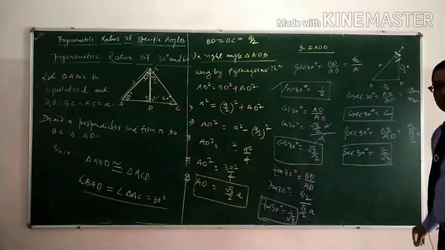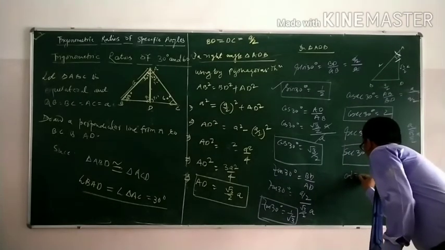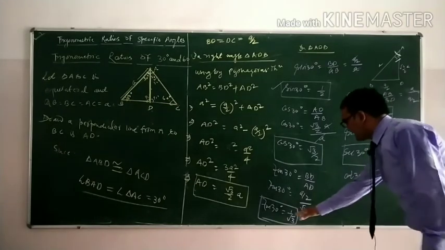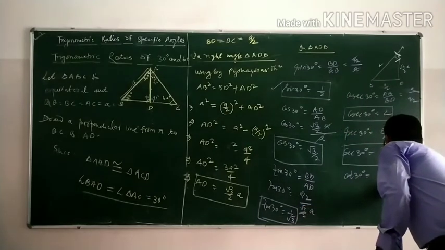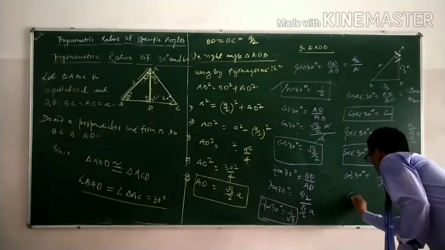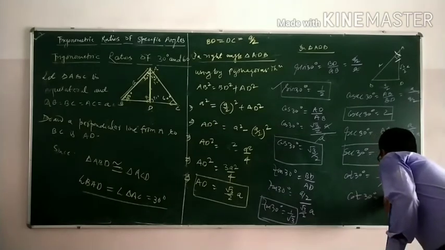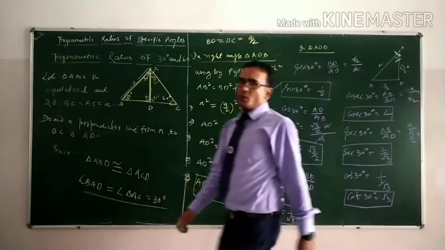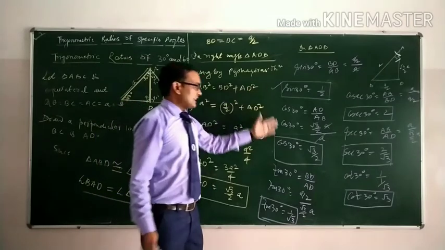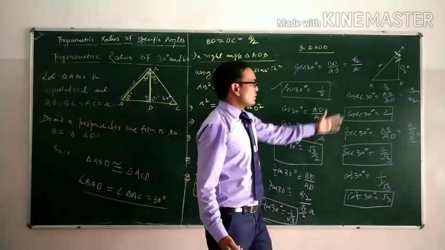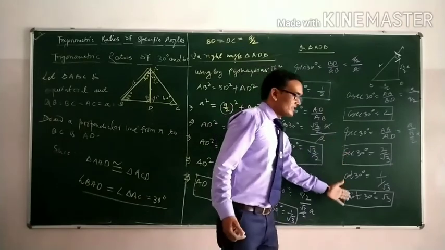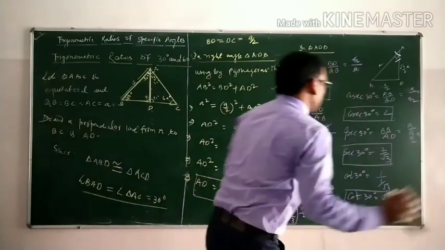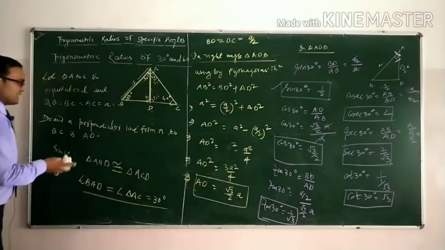Again we find the cot 30. Cot 30 is the reciprocal of tan 30. That means 1 upon square root 3. This gives the value cot 30 is square root 3. Okay students, here we find the value of sin 30, cos 30, tan 30, cosec 30, sec 30 and cot 30.